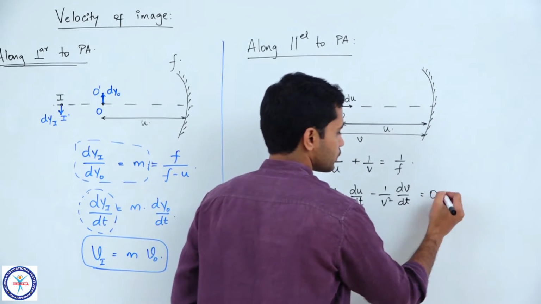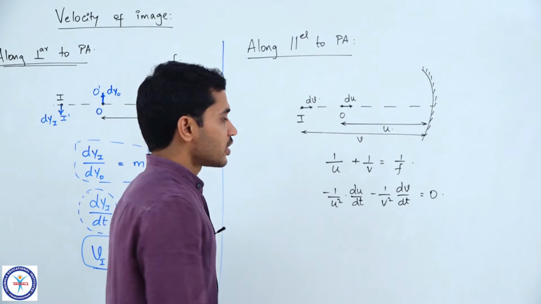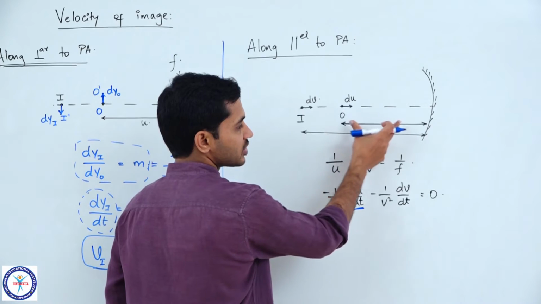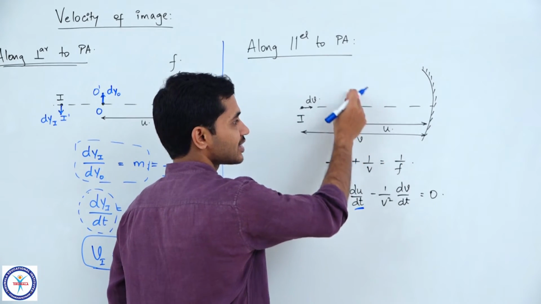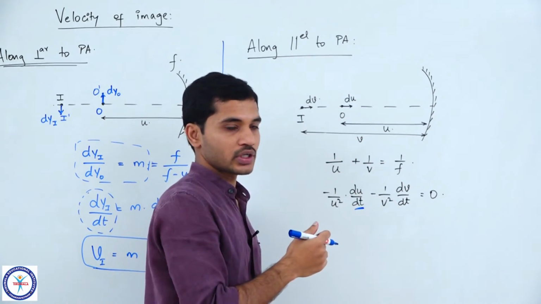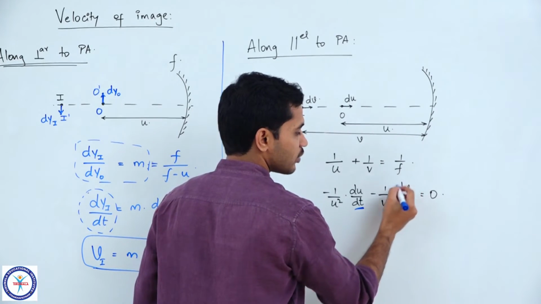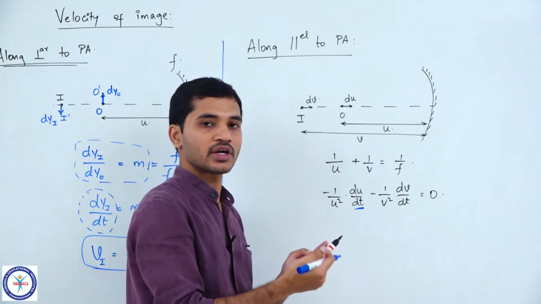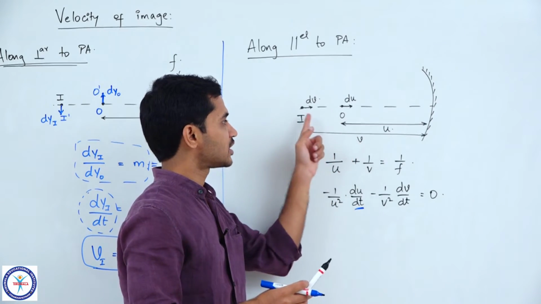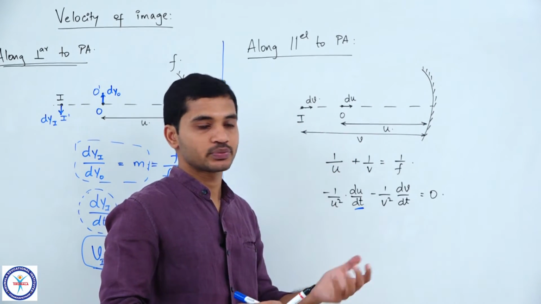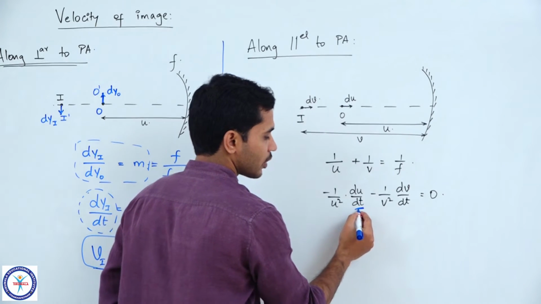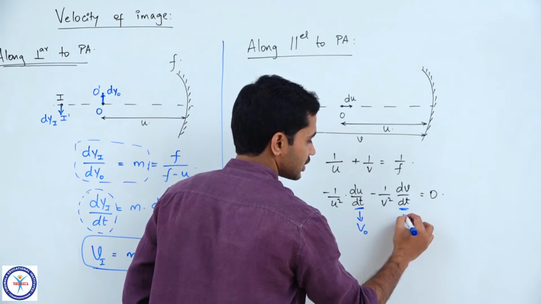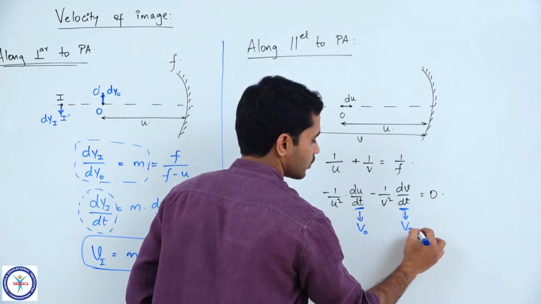So this is 0. Now if you observe here, this is the rate of change of u, the rate at which this length is changing, which represents the speed with which the object is moving, clear. And similarly, this dv by dt represents the rate at which v is either increasing or decreasing, and that represents the speed with which the image is moving. So this is nothing but the velocity of the object, and this term here is nothing but the velocity of the image.